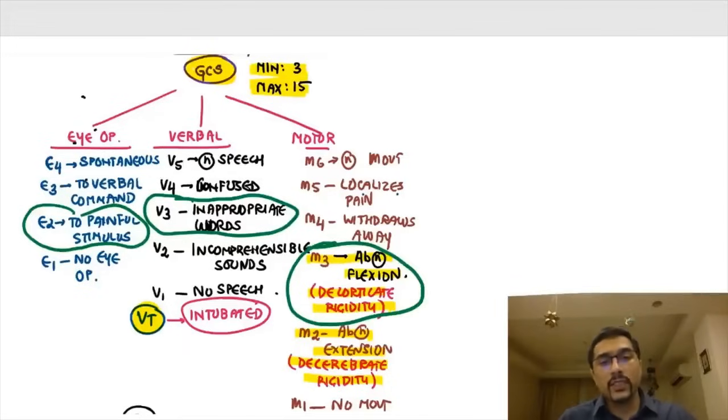You know the minimum GCS score is 3. And the maximum GCS score is 15. So please remember the GCS score. So by discussing these 15 questions, I've told you a lot of points other than the questions itself. So please make a note of these points for your upcoming FMG exam.